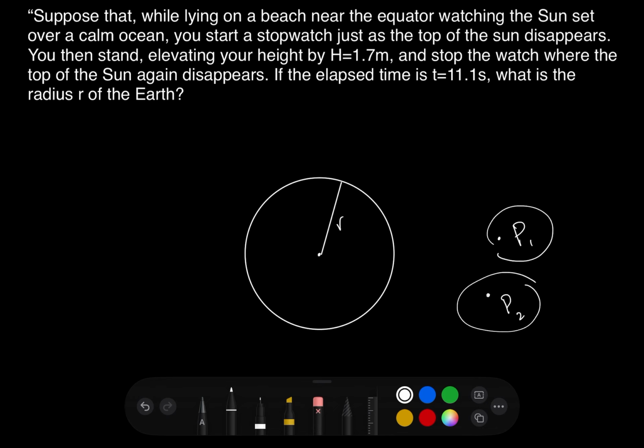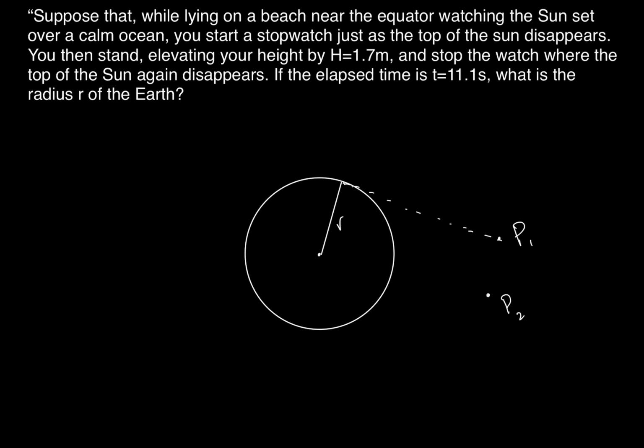P1 and P2 represent the different positions of the sun. So this is the earlier position of the sun, and as time goes on, the sun moves from P1 to P2. Now, we consider the first scenario, and since you're at the equator, when the sun is just over the horizon, that's when you can't see it anymore. So we can just draw a line like that while you're lying down. That is your line of sight. And so when the sun moves beyond that, it disappears. So that's the last time you see the sun.